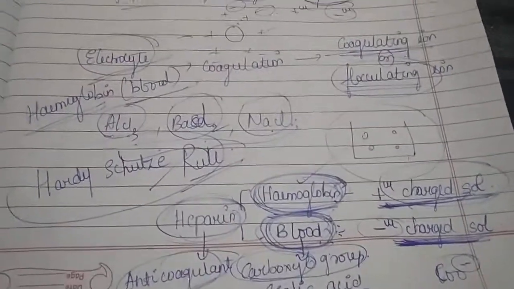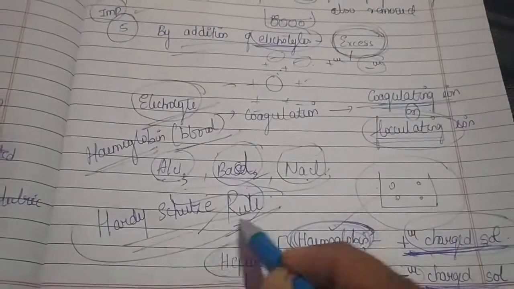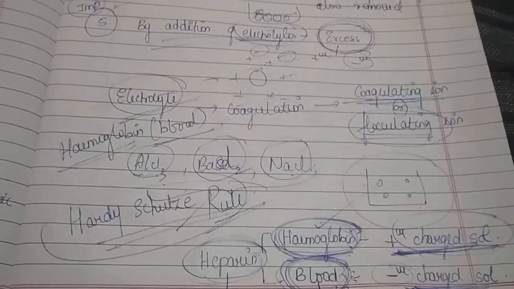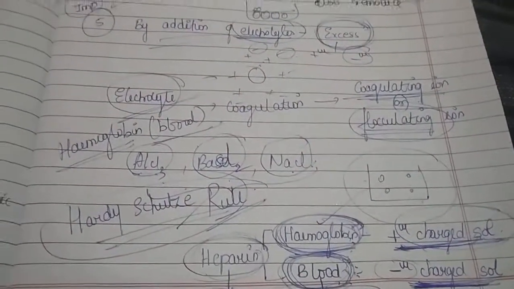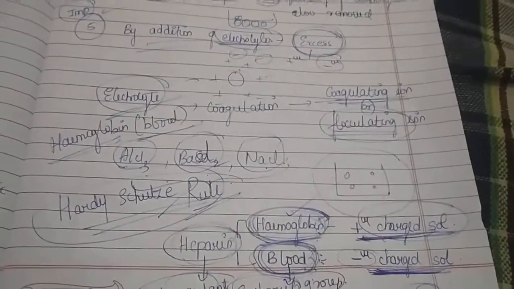Okay. In our next video, as I mentioned, we are going to see an important concept, Hardy-Schulze rule, which tells us how we can determine the usage of an electrolyte in order to increase the rate of coagulation. Okay.